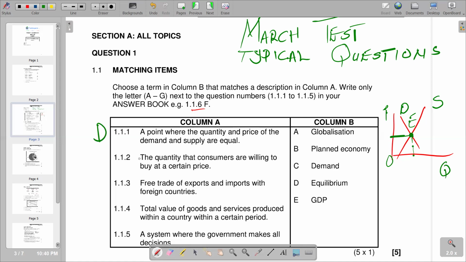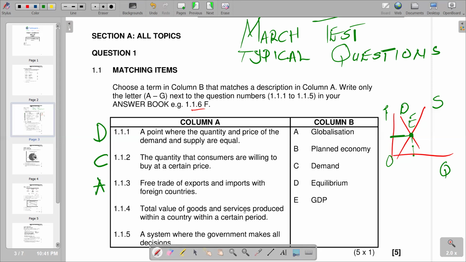Then 1.1.2, the quantity that consumers are willing to buy at a certain price. So obviously, that is the demand. We have demand at C. At 1.1.3, free trade of exports and imports with foreign countries. So obviously, when you engage in globalization, that's where there is free trade of exports and imports. So we have globalization.